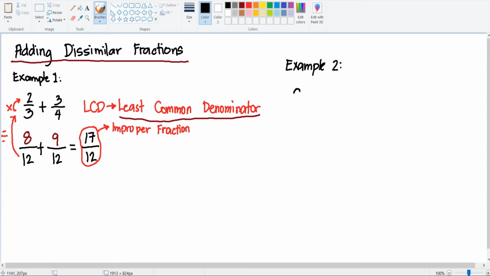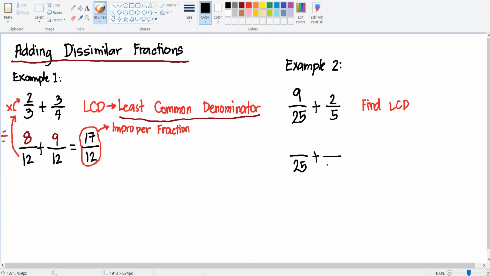Let us go with the second example. So, for example, we have 9 over 25 plus 2 over 5. Now, first thing that you have to do is to find the LCD. Now, actually, we have a trick here. As you can see, 5 and 25 are our denominators. Now, try to skip count the smallest denominator, which is the 5. And if it goes with 25, therefore, 25 will be our new denominator. So that is how we are going to find easily the denominator.